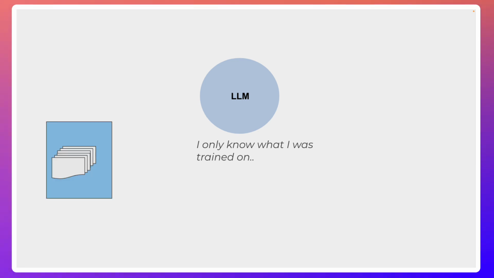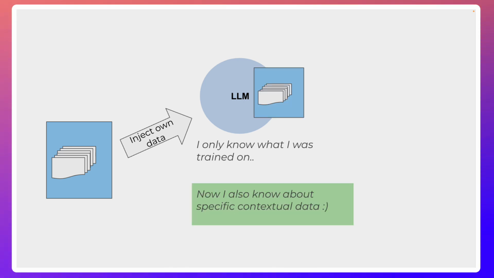Well, what that means is, as we know, a large language model like GPT and many others out there only know so much. So what we're doing is injecting our own data into this large language model so that it knows more than the things it was trained on. So now the large language model is going to know about specific contextual data in addition to what it was trained on. Let's look at an overview of RAG.